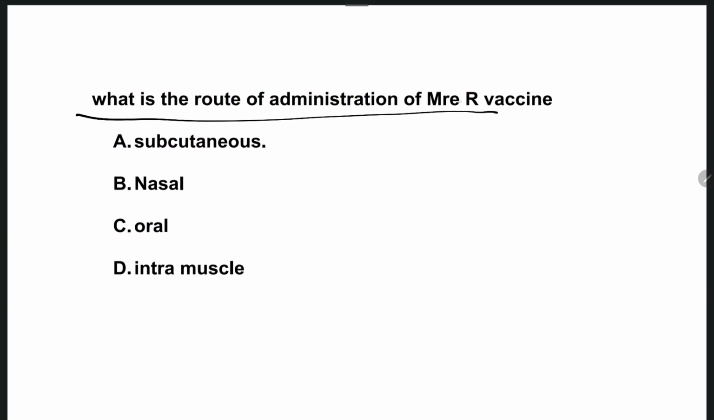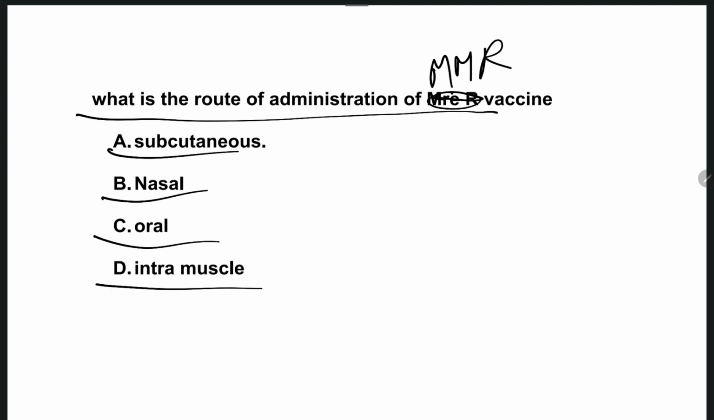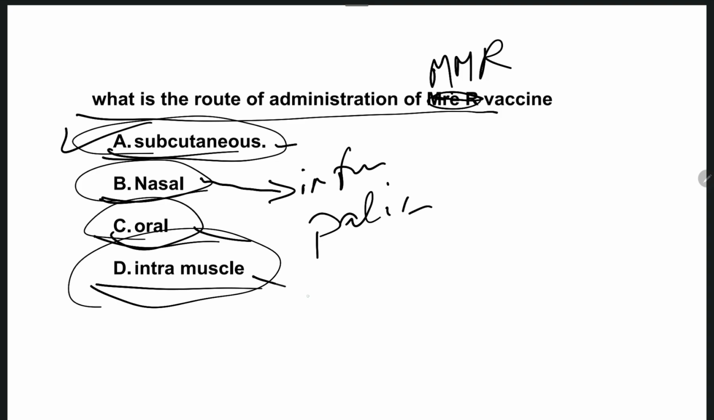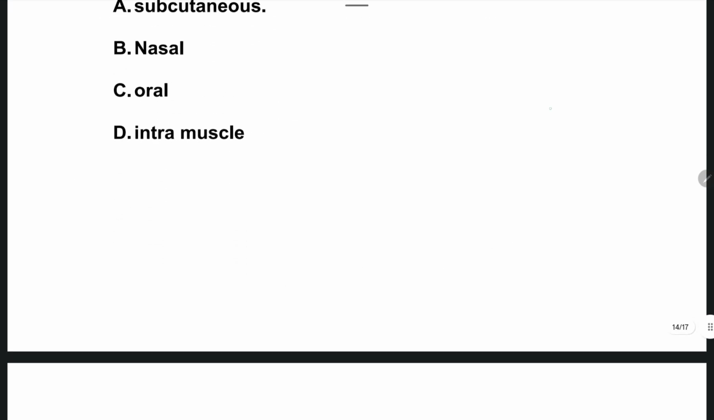What is the route of administration of MMR vaccine? Subcutaneous, nasal, oral, intramuscular. The right one is option A, subcutaneous. Measles, mumps and rubella we will give by the subcutaneous route. The nasal route is for influenza. Oral is the polio vaccine. Intramuscular is the pentavalent. So the right one is option A.